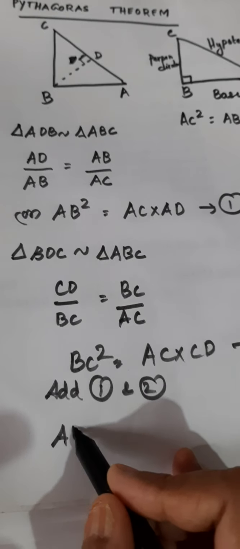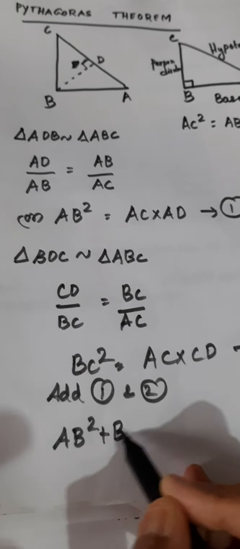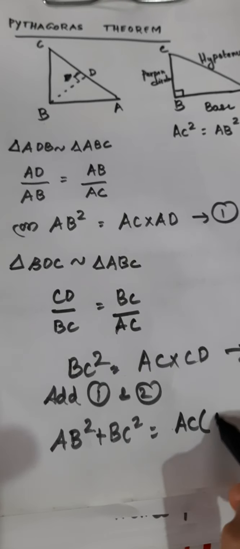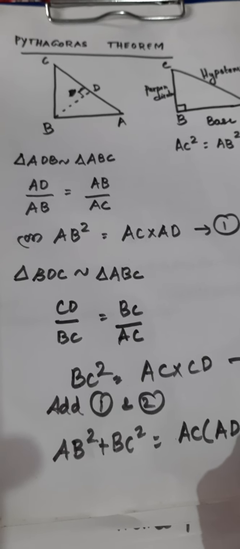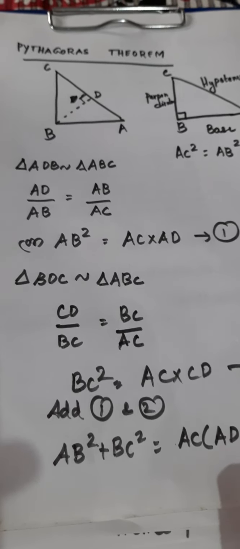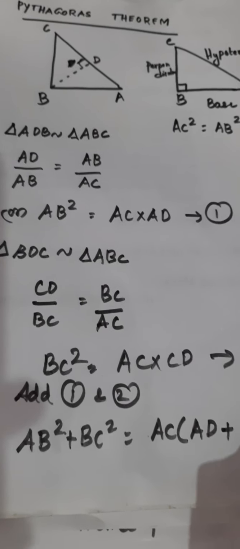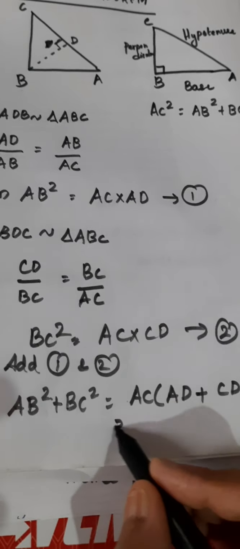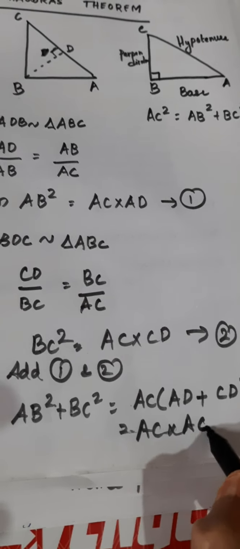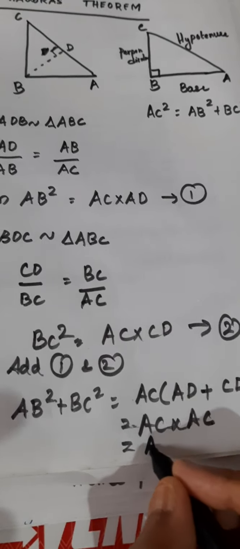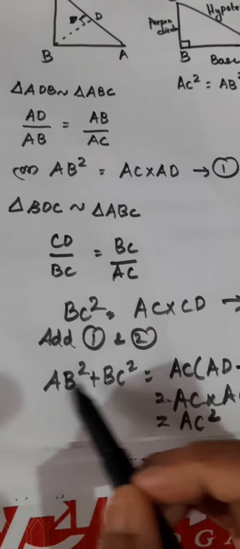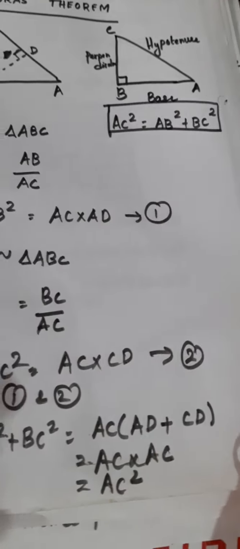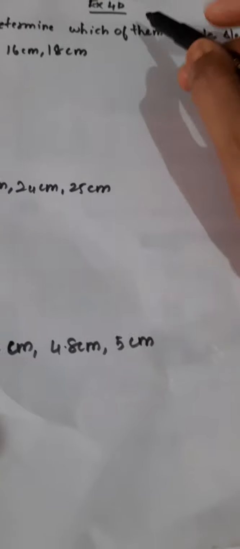AB square plus BC square is equal to, AC is common in both, so we can take AC common, AD plus CD. And if you see in the triangle, AD plus CD can be written as AC. So AC into AC is AC square. So this proves the Pythagoras theorem: AC square equal to AB square plus BC square. Square of the hypotenuse is equal to the sum of the squares of the other two sides.